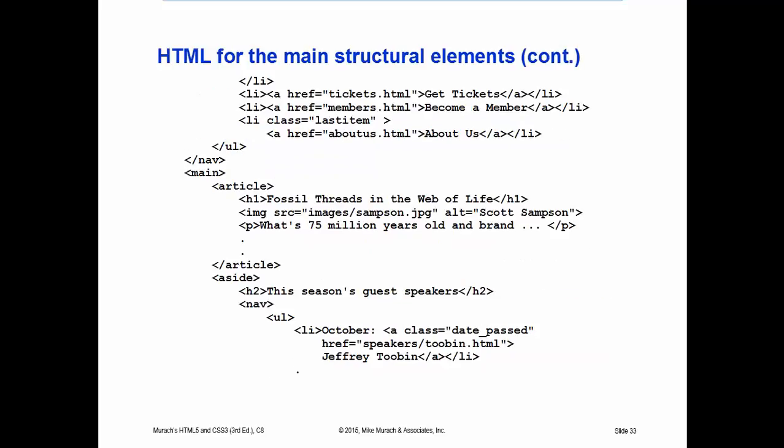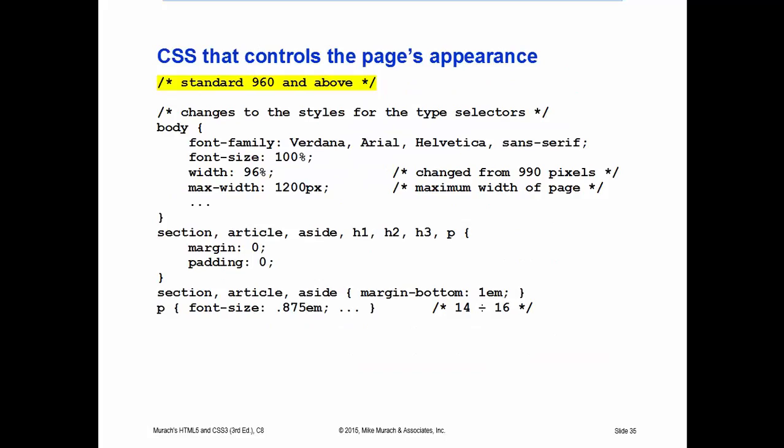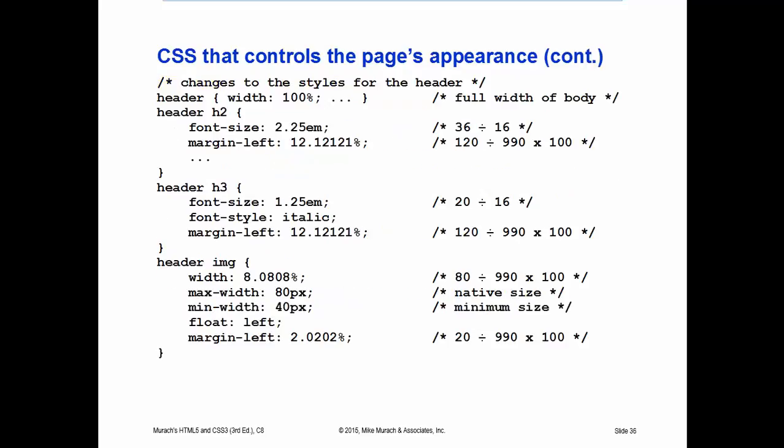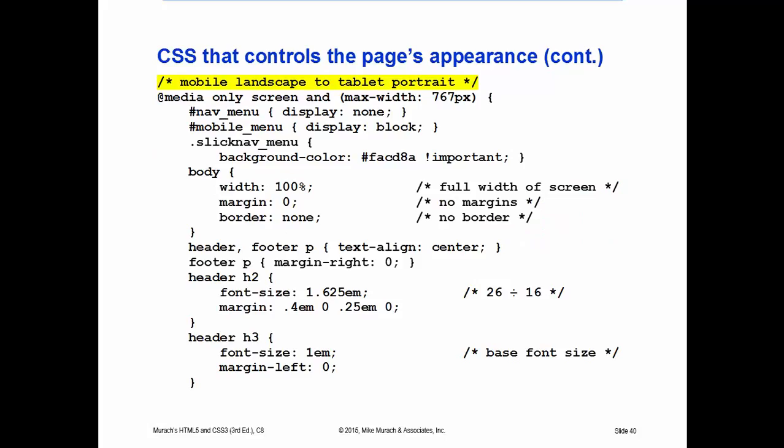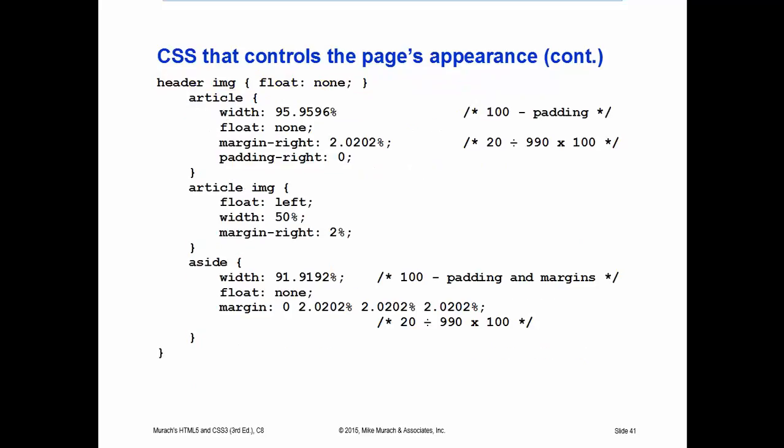The CSS for the page is shown on page 309. That's the CSS that controls the appearance of the page, and on 311 is the CSS that controls the page layout. So there's a lot of CSS in here. It goes on to 313 also.